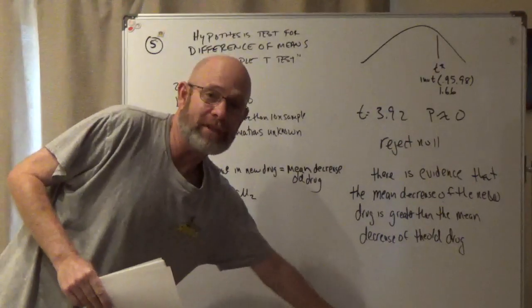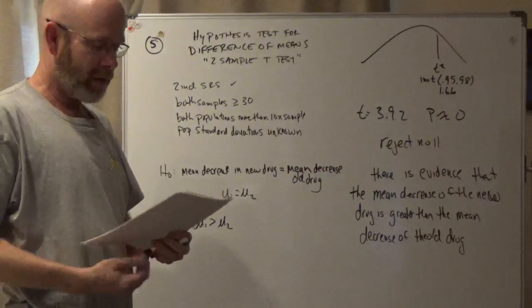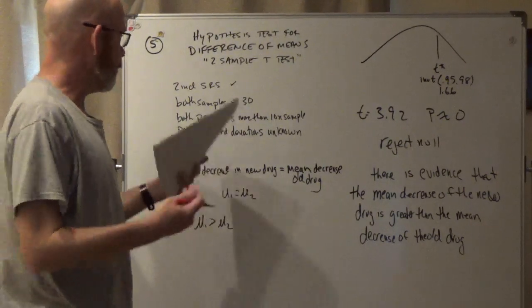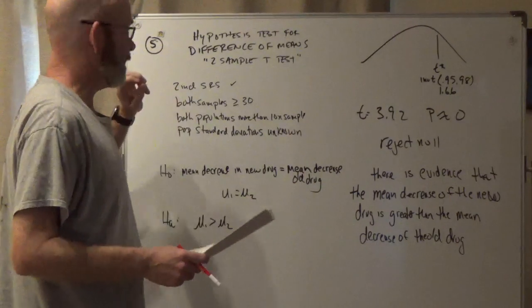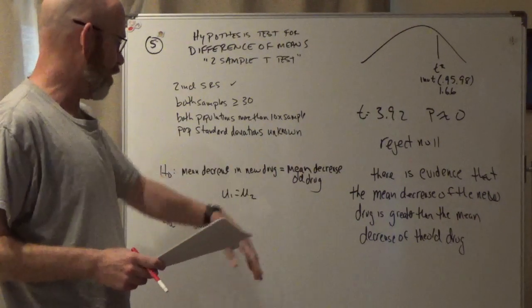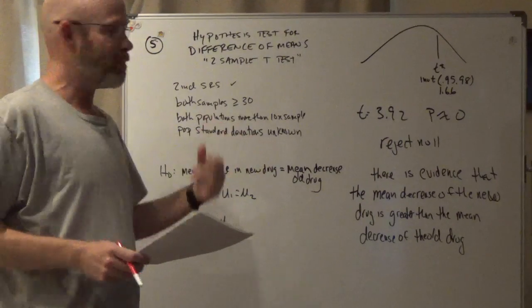Okay, problems 5 and 6 on set B this week. I want to read the whole thing to you. You can see it. This is just a straightforward hypothesis test for the difference of two means. We have these two drugs, trying to see if the new drug does better than the old drug.